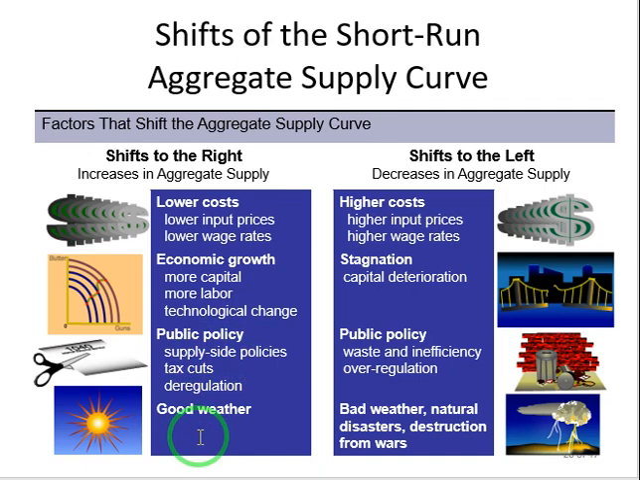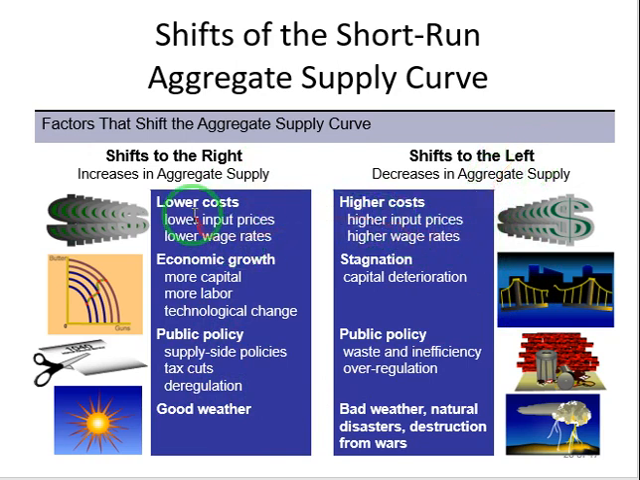Weather, let's say if good weather occurs in the economy, it will affect the supply of agriculture commodities, particularly agriculture production will increase, and it will increase the overall aggregate supply in the economy, and the aggregate supply curve will shift outward. So you can say weather is also a very important factor. And when you reverse these factors, we will have an inward shift, or the supply curve will shift to the left.